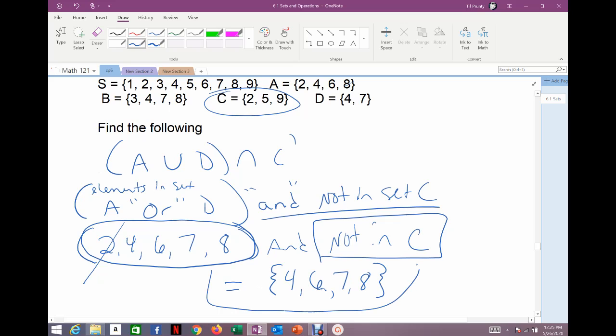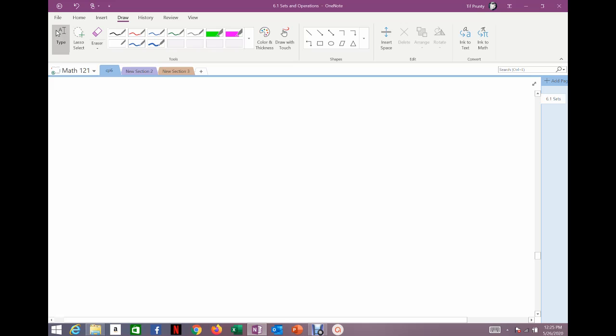Alright, and there's the final answer. Those are all of the elements that are in set A or D, and at the same time, not in set C. And like I said, this is the one that we're going to probably ask you on a test, which we're going to practice more in the next group.